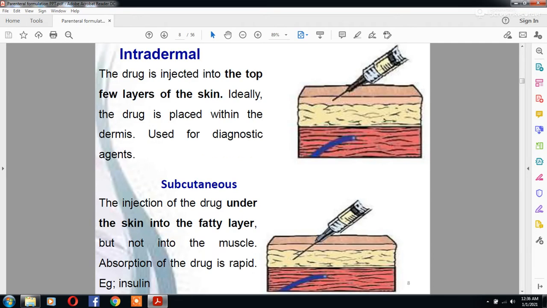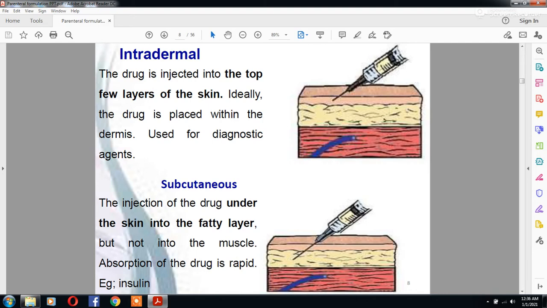The second one is intradermal. So intradermal is another route where the drug is injected into the top few layers of the skin. Ideally, the drug is placed within the dermis, and it is used for diagnostic agents. You can see here, the angle is different from intramuscular.